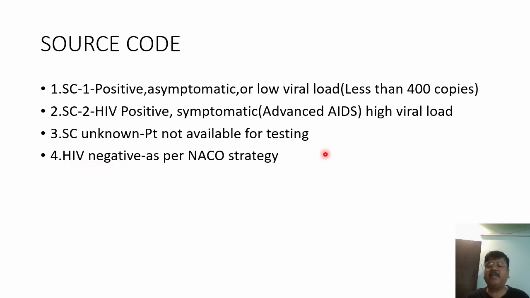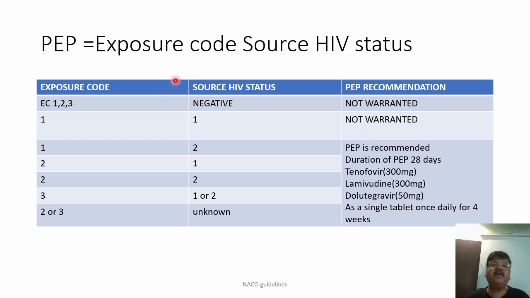So these are the two things: one is the exposure code, and another one is the source code. And depending upon the situation, the action is taken. So you can see here exposure code and HIV status. Exposure code is 1, 2, 3. Whatever the type of exposure is, if the source HIV status is negative, there is no need of post-exposure prophylaxis. If exposure code is 1 and source HIV status is 1, then post-exposure prophylaxis is not warranted.